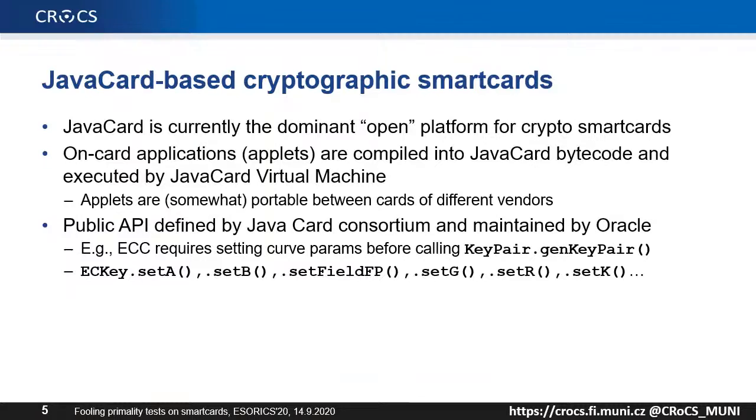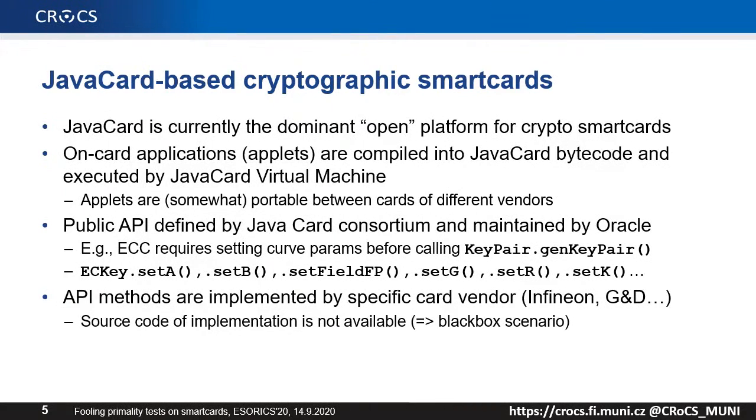There is a public API to facilitate the cryptographic functions frequently necessary on these smart cards. If you'd like to create an elliptic curve digital signature, you need to first set curve parameters, then you can generate a key pair, and so on. So these are public and everyone can use them. But the implementation of these public API methods is by the specific card vendor, and the source code is not available, so it definitely fits into the black box scenario.